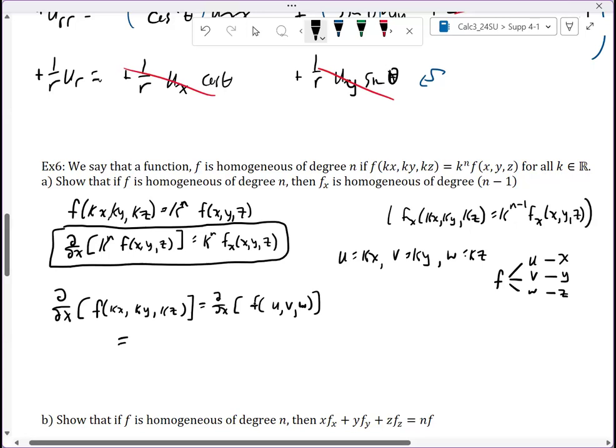So what can I say here? I can say that, well, this is the partial with respect to u of f times partial of u with respect to x plus, and I'll just write this as fv partial of v with respect to x plus fw partial of w with respect to x.